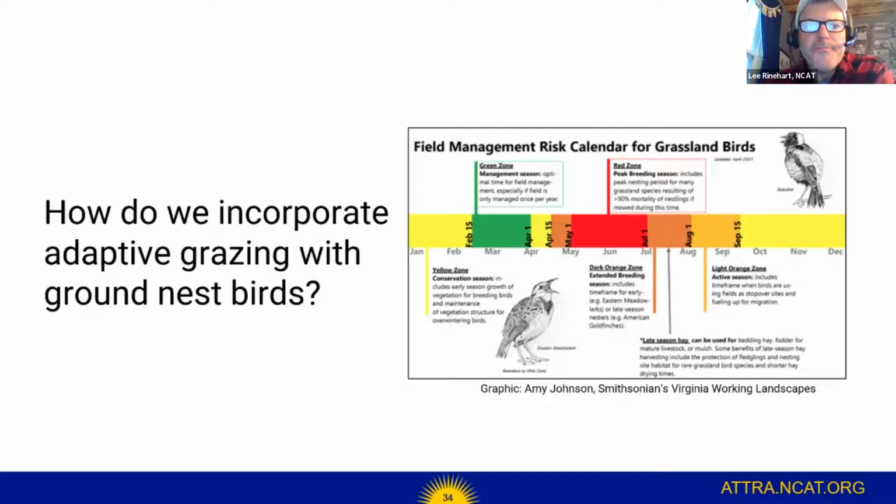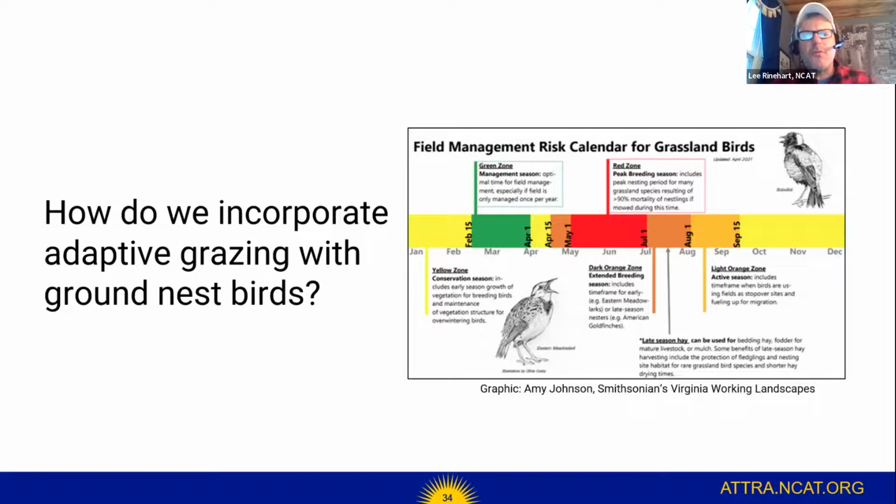So how do we incorporate then adaptive grazing? Like, let's say with birds that are nesting on the ground, right? We have to realize that our most productive lands that we have our livestock on are going to be critical for wildlife at some time of the year. And so that's why I put this little graph up here that basically talks about when grassland birds are really at risk, based upon what we're going to be doing out there for agriculture.